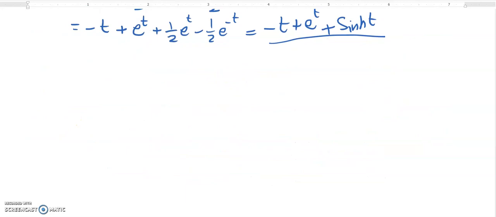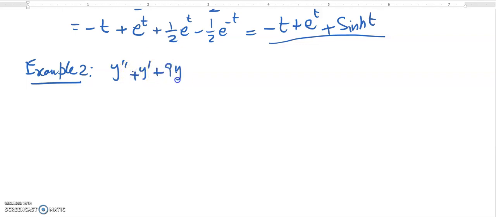So let's solve another initial value problem. Example 2. This initial value problem is a homogeneous equation, y double prime plus y prime plus 9y is equal to 0, y of 0 is equal to 0.16 and y prime of 0 is equal to 0.